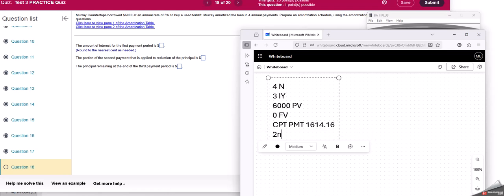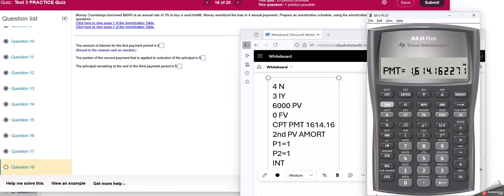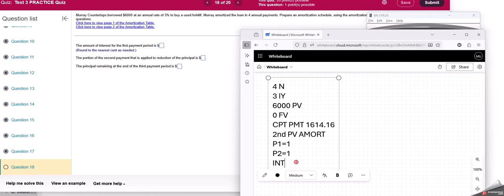Okay, then we'll go into our second menu button and the PV, which takes us into the amortization function. And then we'll make our P1 equal to 1, and our P2 equal to 1. And then we will look for the interest. So if we come back to our calculator, again, the second menu button and the PV button, P1 is equal to 1, P2 is equal to 1, arrow down until you get to the interest. So 180. And that will go here.